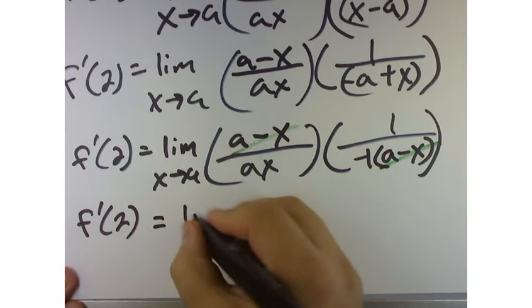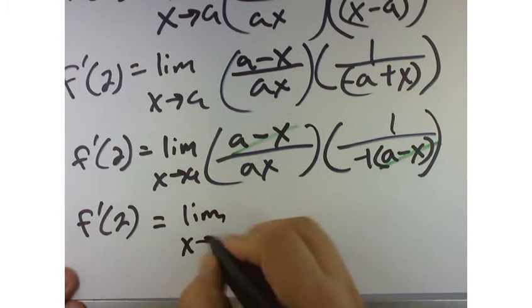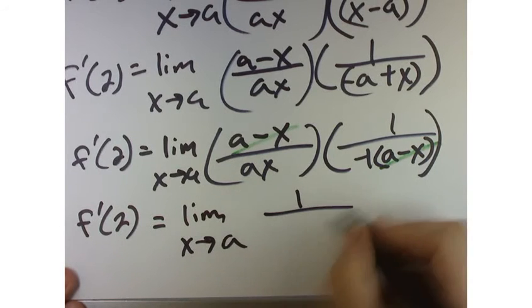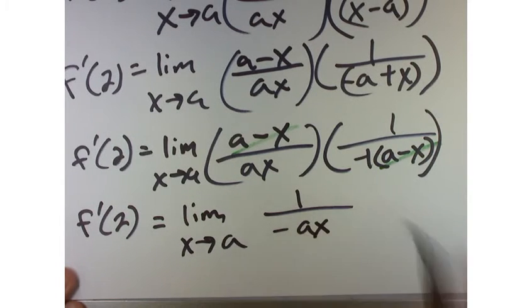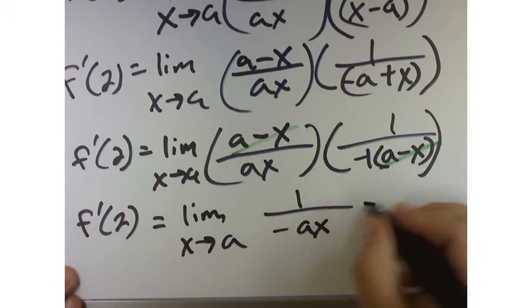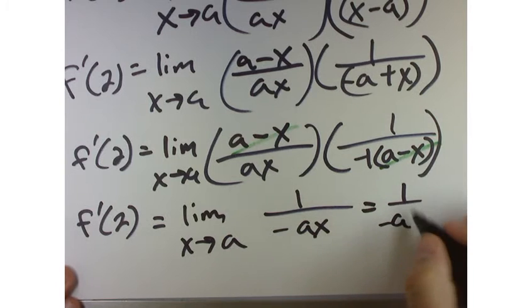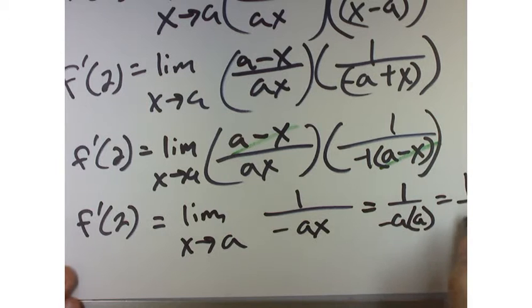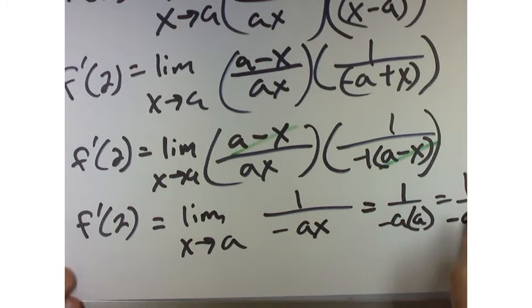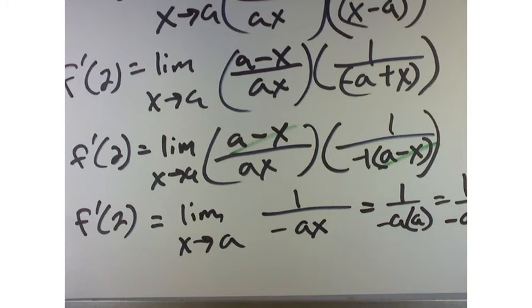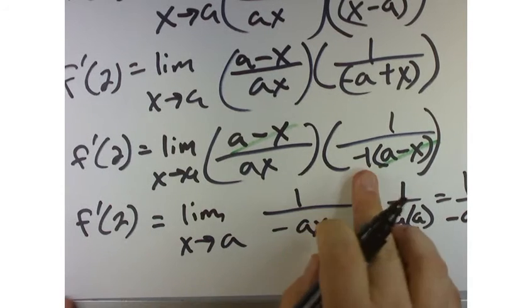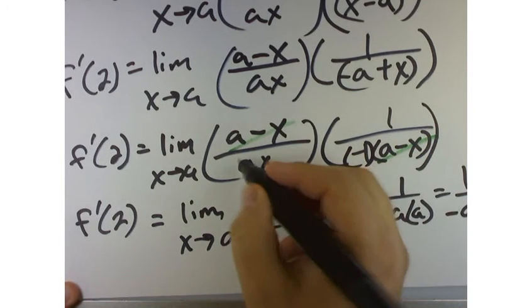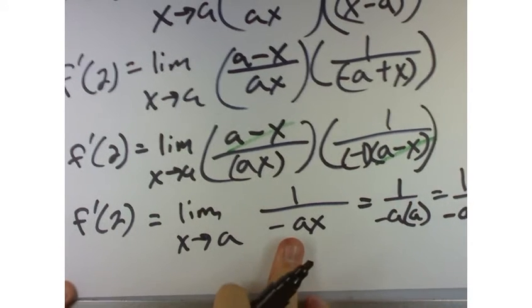is the limit as x approaches a of 1 over negative ax, which is the same as 1 over negative a, now I'm going to plug in my a, times a, or negative 1 over negative a squared. Wait, why is it negative ax? Because doesn't the negative distribute? Yeah, so we got negative 1 times ax. That's how I get negative ax.